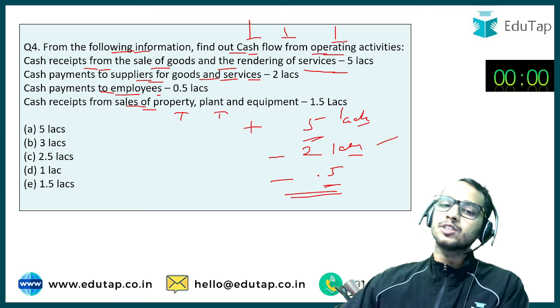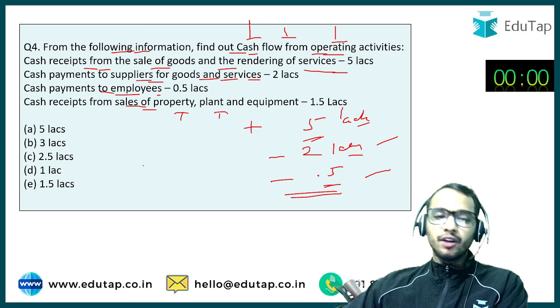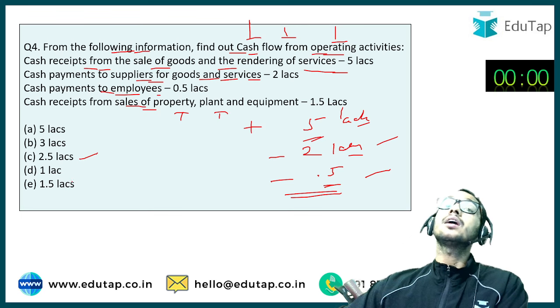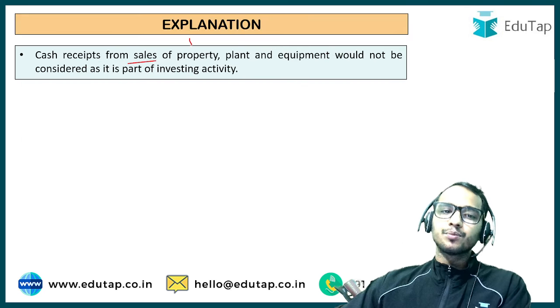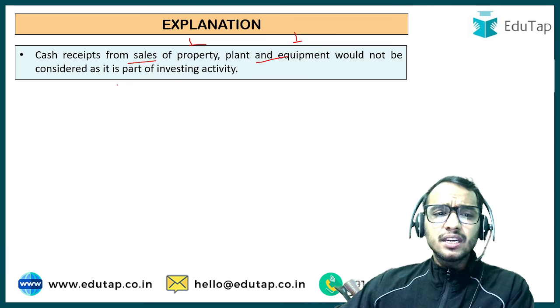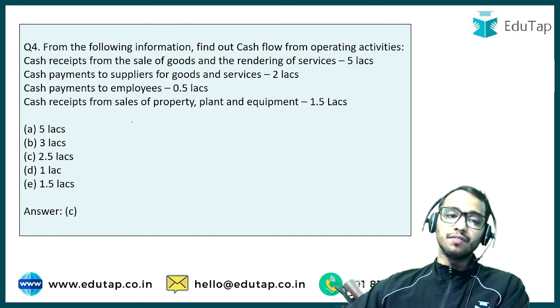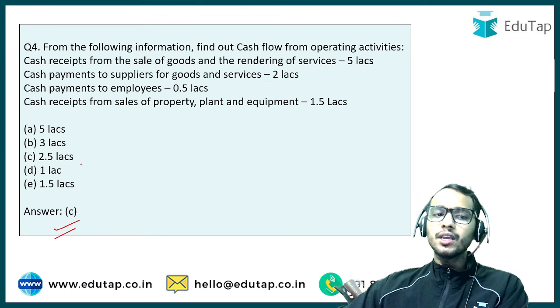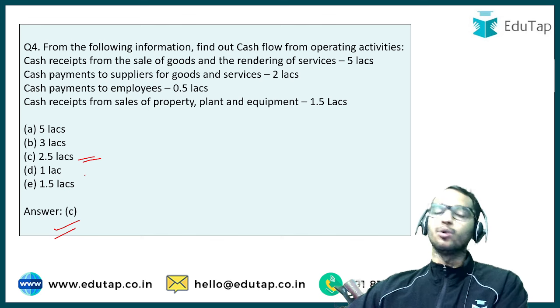So 5 lakh minus 2 lakh will be 3 lakh. 3 lakh minus 0.5 lakh will be 2.5 lakh. So option number C would be the correct answer here. Very, very easy. Cash receipt from sale of property, plant and equipment would not be considered because it's part of investing activity, as we have discussed, right? So the answer would be C, 2.5 lakh for question number 4.